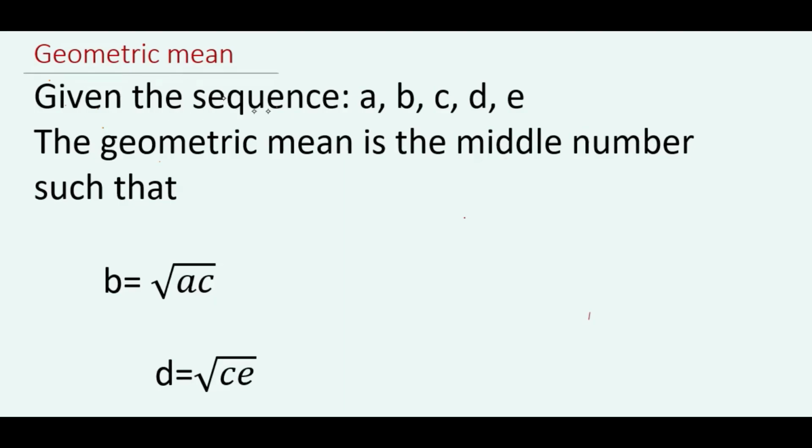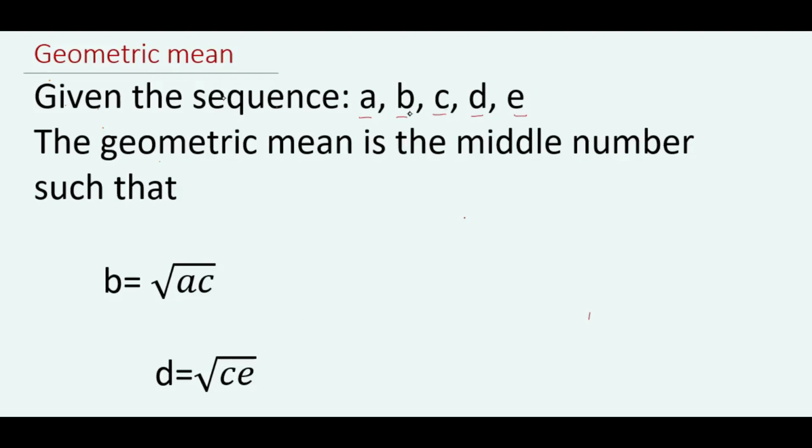Geometric mean. Given the sequence A, B, C, D, E, the geometric mean is the middle number. For example, if you look at this, this is A, this is B, this is C. The B is between the A and C. So the geometric mean now is B equals square root of AC. The same thing here. The D is between C and E. The geometric mean D equals square root of CE.